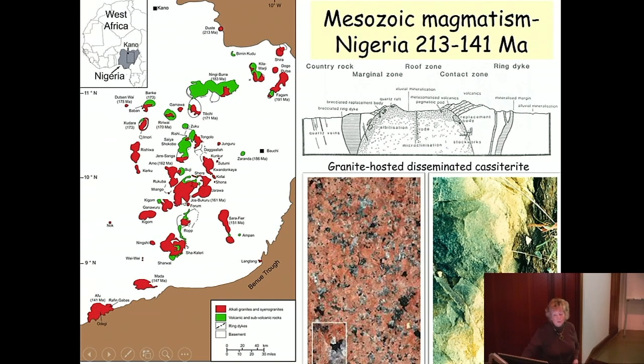The rocks shown in red are the granites, and the rocks shown in green are volcanics, where they haven't been stripped quite so much as further south, although at Ningi you can see a little bit of granite poking through their own volcanics. So these are very shallow intrusions. And in the next slide, I'm going to mention Ririwai, which is here.